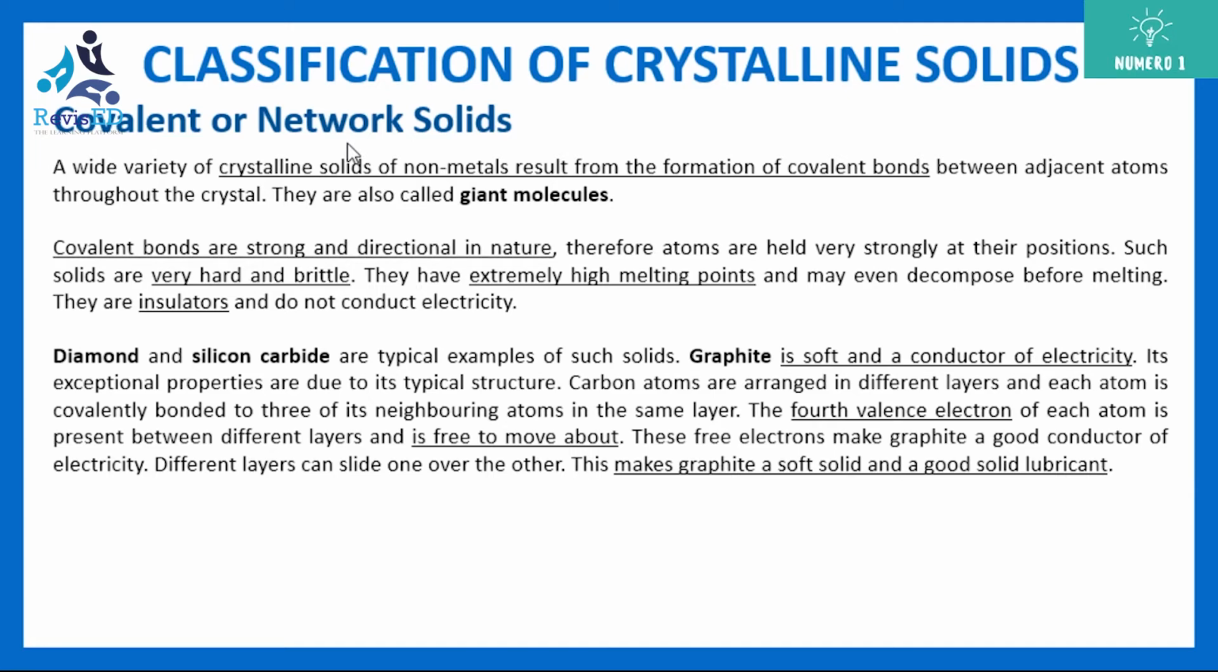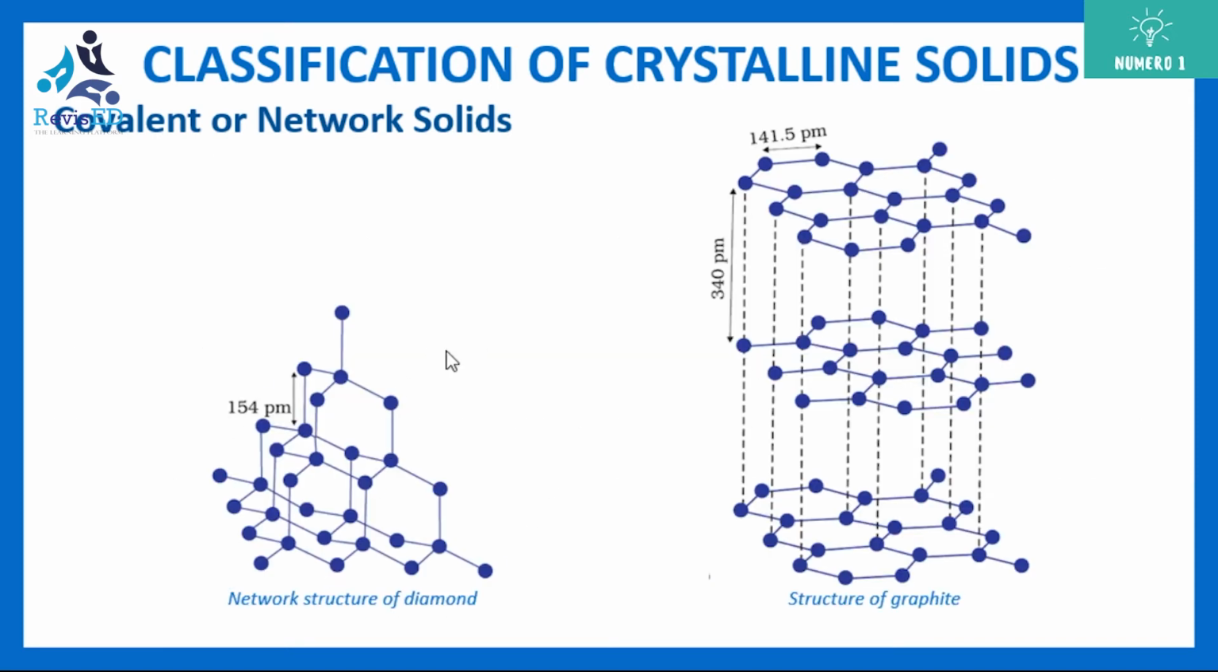Next, covalent or network solid. A wide variety of crystalline solids of non-metals result from formation of covalent bonds between adjacent atoms throughout the crystal, and this gives rise to a giant molecule. Just to show you an example, this is diamond. Here we see a carbon, and since it is tetravalent, it is bonded to 4 other carbon atoms. So 1 carbon up, 2, 3 and 4 carbons are bonded to this central carbon atom. This is a typical structure of diamond, which is a network or covalent solid.